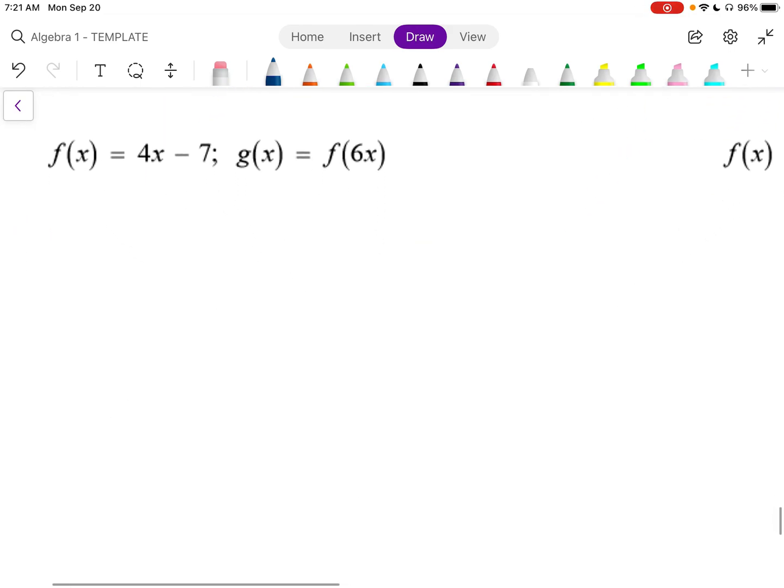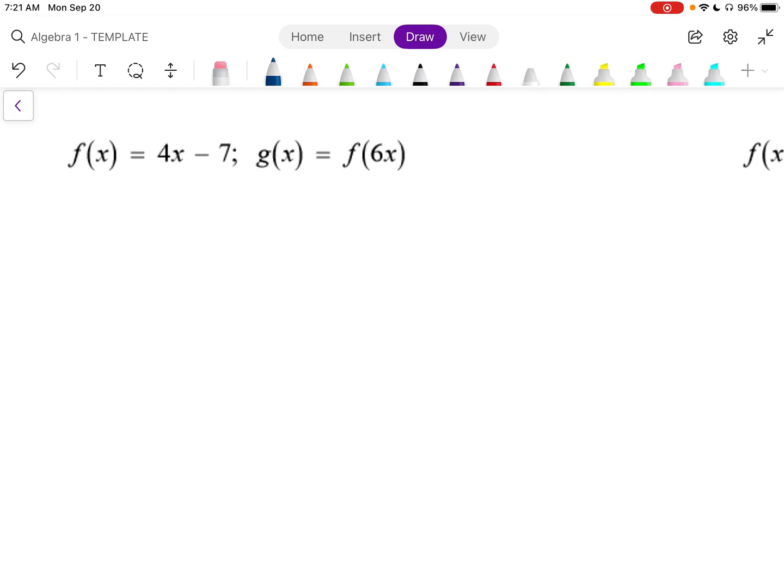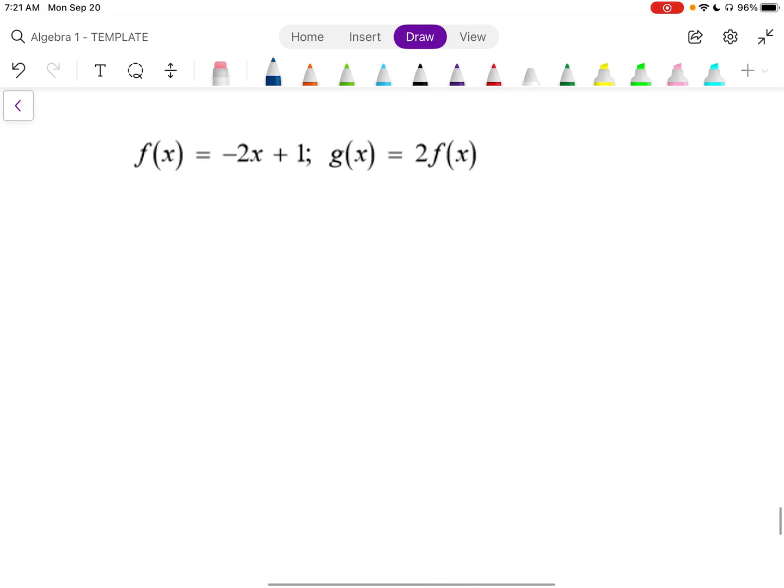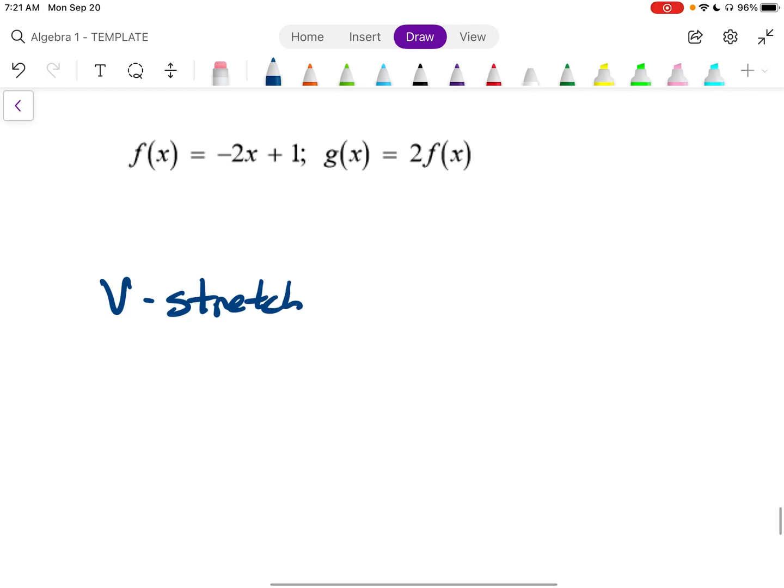This one, there's a 6x and it's inside the parentheses. So this is going to be a horizontal, and then we have to decide, is it going to be a stretch or a shrink? It's going to be 1/6, which is less than 1, so this is going to be a horizontal shrink. Right? Whenever it's in the parentheses, you have to take the reciprocal. Next up, we have a 2 sitting out front. This is going to be a vertical stretch by 2.